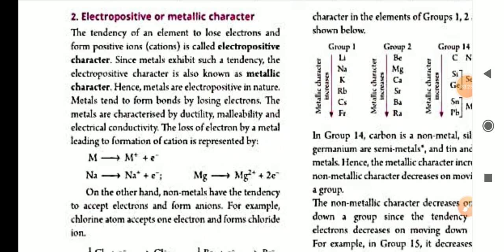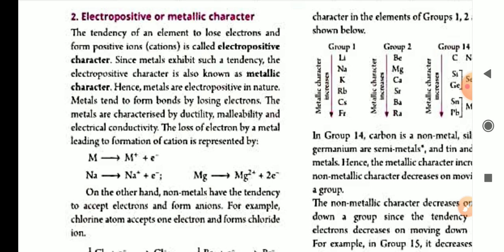The tendency of an element to lose electrons to form positive ions is called electropositive character. So, the tendency of losing electrons. When sodium loses an electron, it forms an electropositive ion, so it is called electropositive character. Metals exhibit such a tendency, which is why it is also called metallic character. Hence, metals are electropositive in nature.